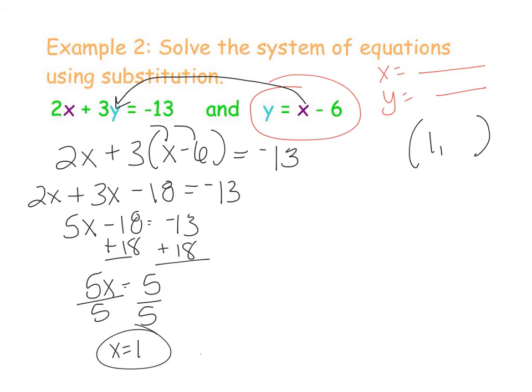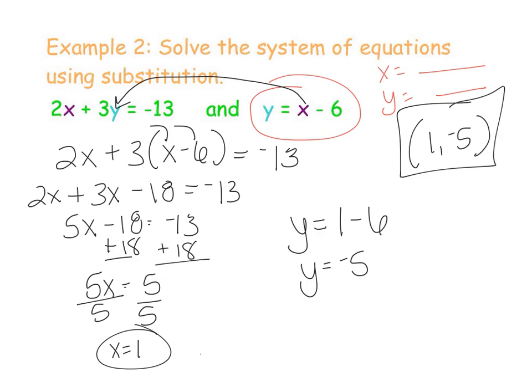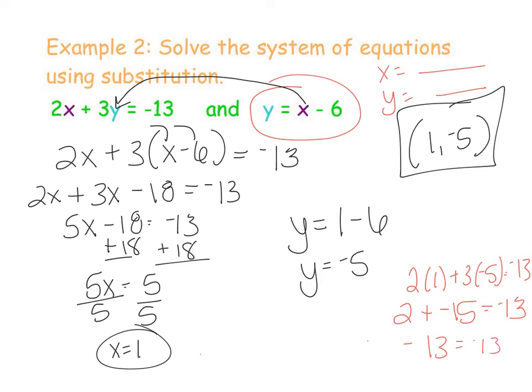Now let's take that answer and let's go back to the original equation. Y is equal to, instead of x minus 6, let's fill in 1 minus 6, which means y is equal to negative 5. So my solution is 1, negative 5. Now let's check our math and make sure we did it right. 2 times 1 plus 3 times negative 5 equals negative 13. Let's see if that's true. 2 plus negative 15 equals negative 13. Negative 13 equals negative 13. So we have done our math correctly. The solution is 1, negative 5.